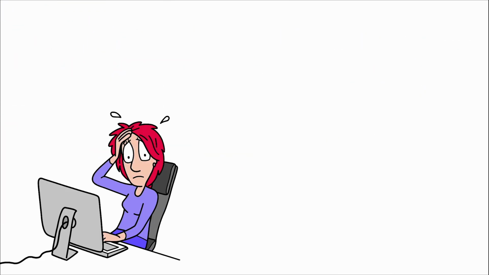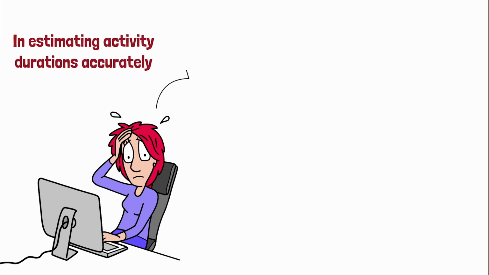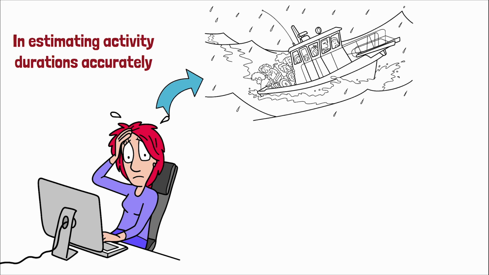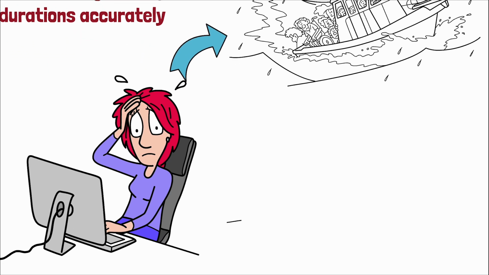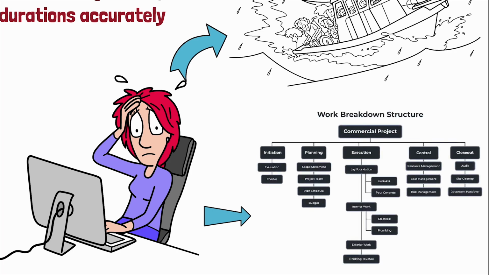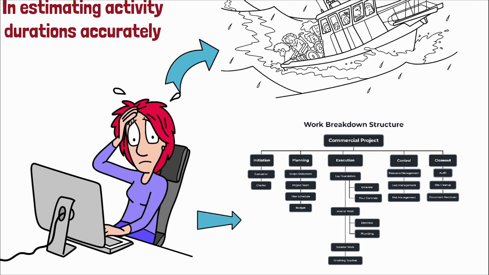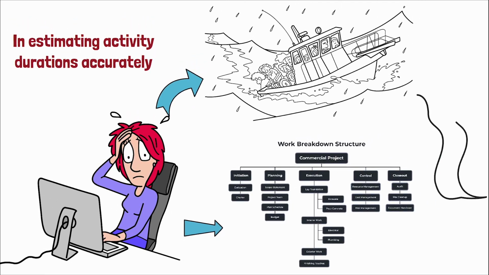Now, let us cast an eye over the horizon to foresee potential challenges in estimating activity durations accurately. In this journey, omissions are like uncharted waters that threaten the voyage. A project manager must navigate these with care, refining the scope statement and WBS to ensure that no requirement is lost at sea. Leveraging checklists or templates from previous voyages can help in avoiding these pitfalls.